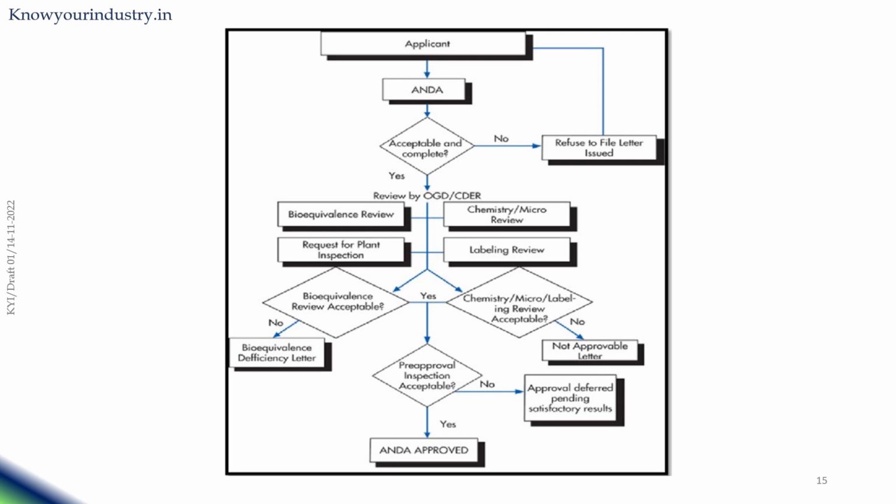If chemistry, microbiology or labeling is acceptable, it will go to the second stage. If it is not, then we'll get a deficiency letter or not approvable letter. And after this, after inspection, we get the ANDA approval. So this was all about the ANDA submission process.